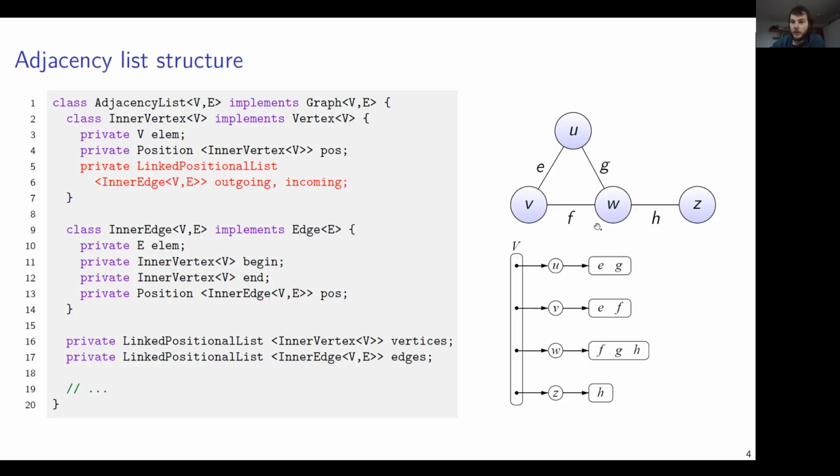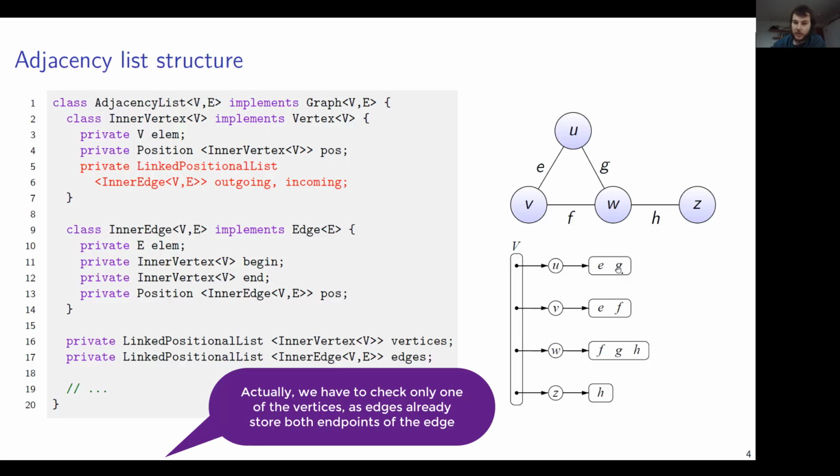So if we here want to check whether U and W are connected, we would simply go through to U and W and check whether, of the edges of U and W, there's an edge that is in both of them. And as a matter of fact, there is, because G is in both U and W. So we know U and W are adjacent.